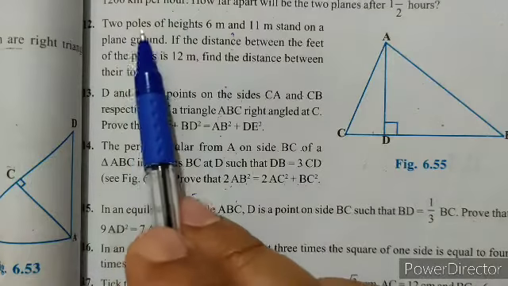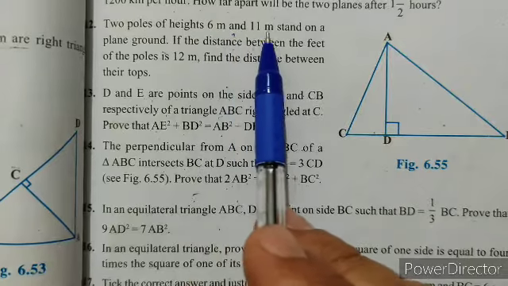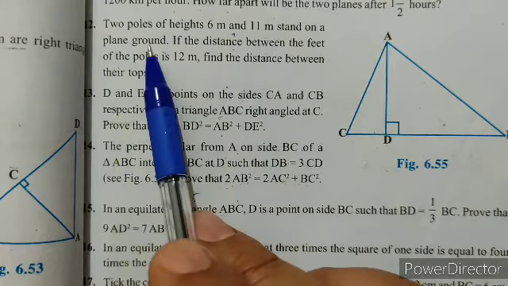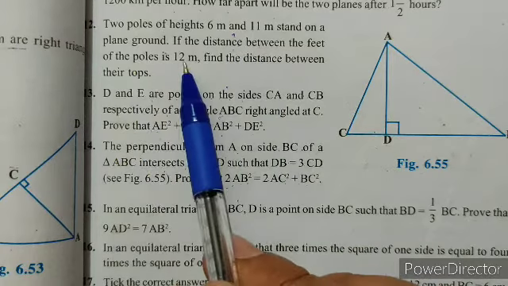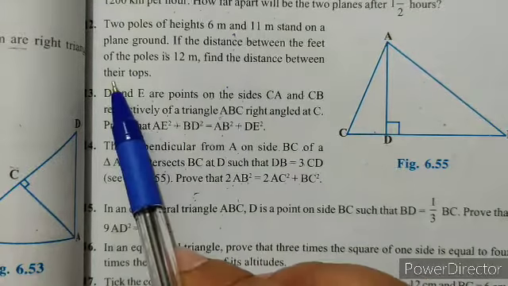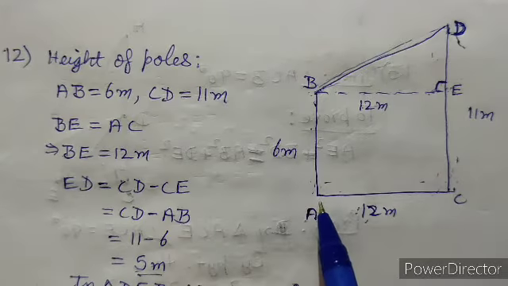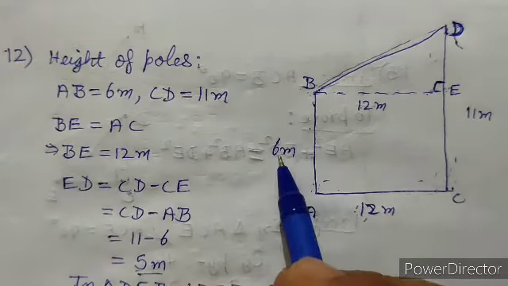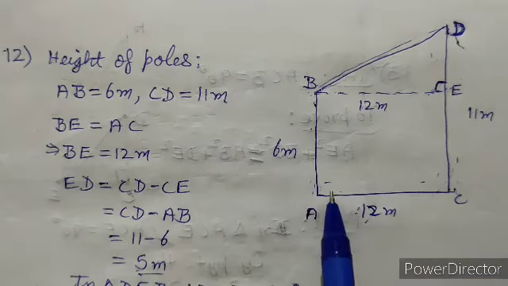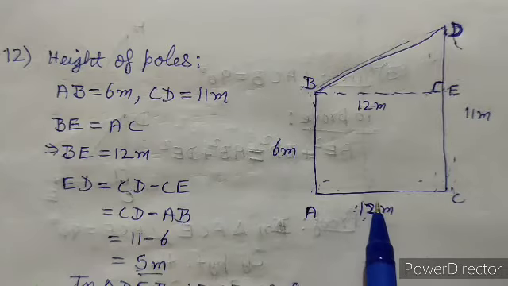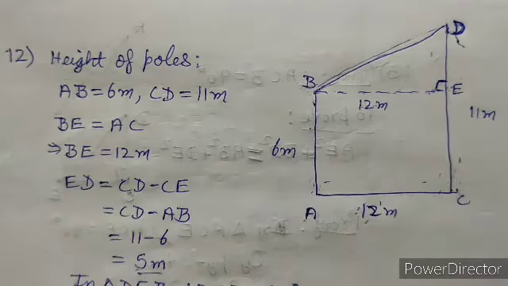In question number 12, two poles of height 6 meter and 11 meter stand on the plain ground. If the distance between the feet of the poles is 12 meter, find the distance between their tops. Here, two poles AB of height 6 meter and CD of 11 meter are 12 meter apart from each other. That means AC will be 12 meter.